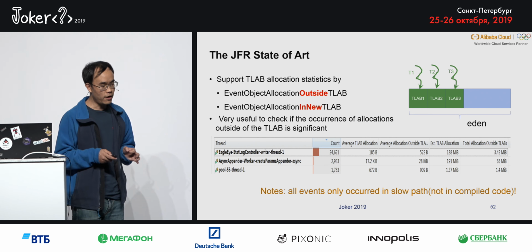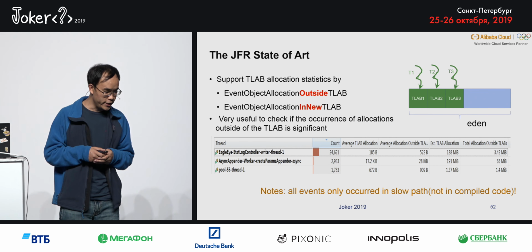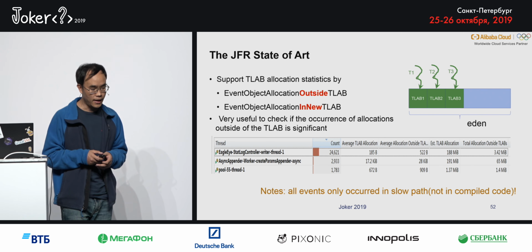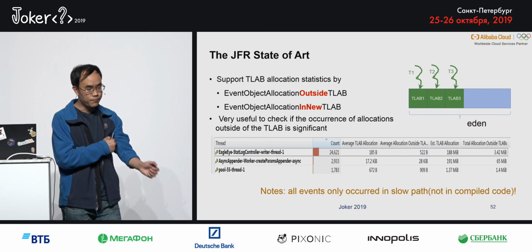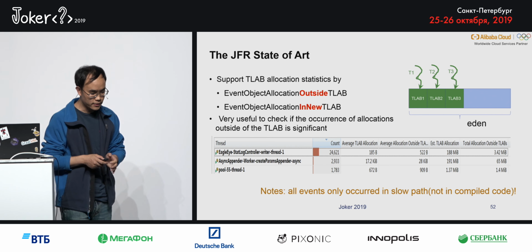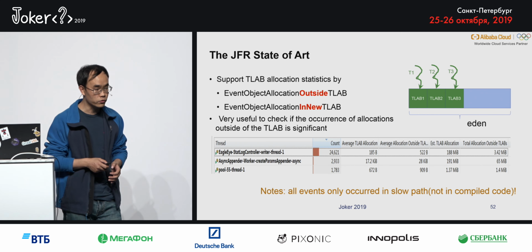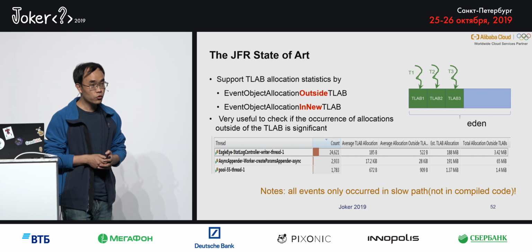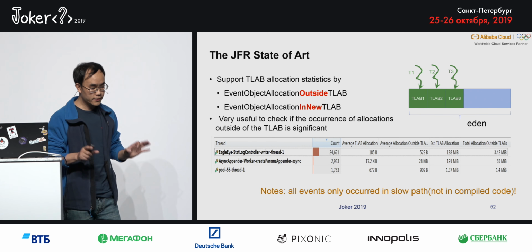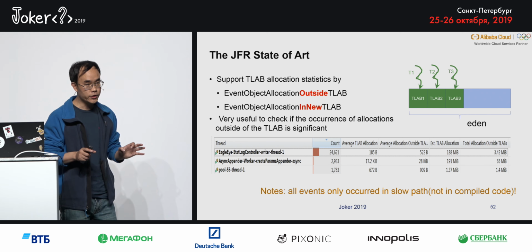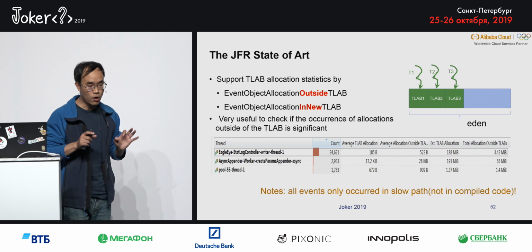In the current Java implementation, they just support two kinds of events. The first is object allocation outside TLAB. The second is new TLAB. I just show an example here. You can look at this picture. We have three rows in this picture. Each row represents a different thread, right? So for this table, you can see how many allocations happened in TLAB and how many allocations happened outside TLAB.